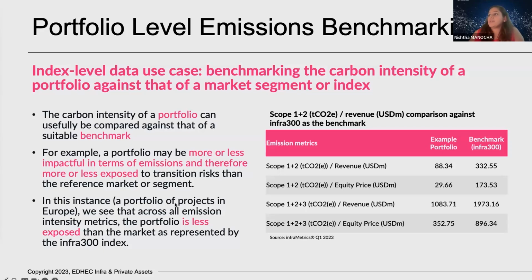So what we do is we take Infra 300 as a benchmark here as an example. And for the same portfolio for which we calculated emissions some time ago, we see that when we compare the emissions of this portfolio against a benchmark, this portfolio performs much better. So this means to say that this portfolio is less exposed to the market as represented by the Infra 300 index.